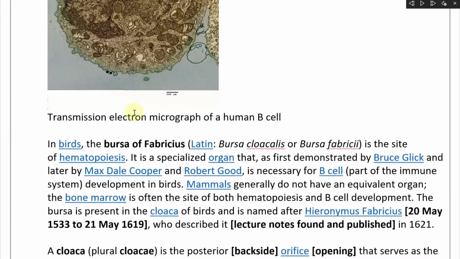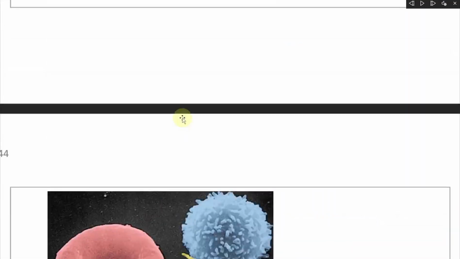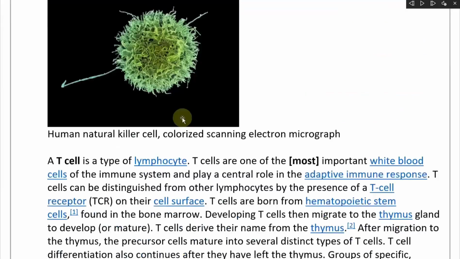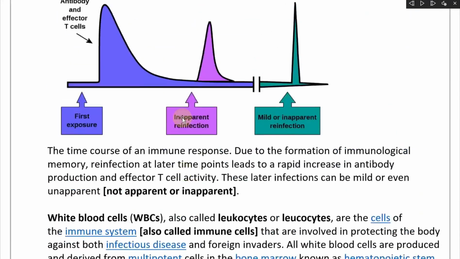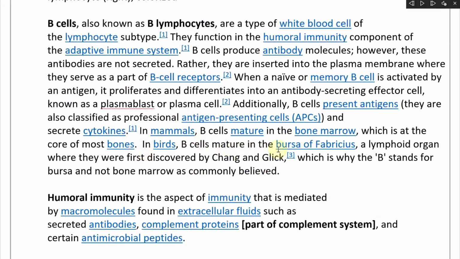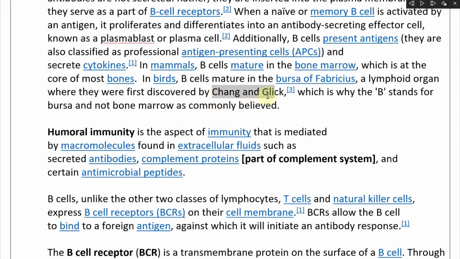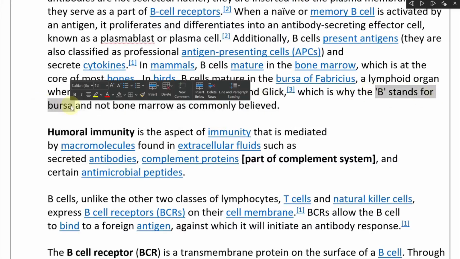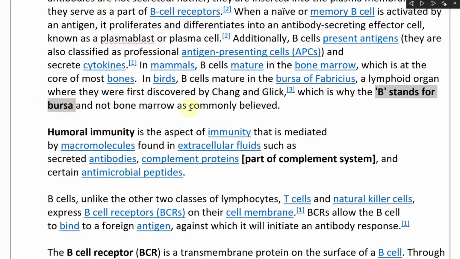Anyways, in birds, we're going over that Bursa of Fabricius. Let's see this pronunciation again. Fabricius. Yeah, the Bursa of Fabricius. And remember, this one is where the B comes from for B cells, not actually bone marrow. Although I should change it. Let's go back over here. Yeah, so we're back here. So in birds, B cells mature in the Bursa of Fabricius. And that's a lymphoid organ where they were first discovered by Chang and Glick, which is why the B stands for Bursa and not bone marrow. All right, as commonly believed.